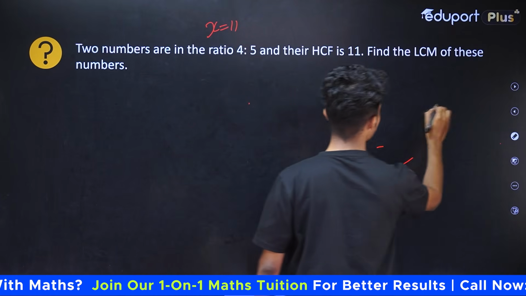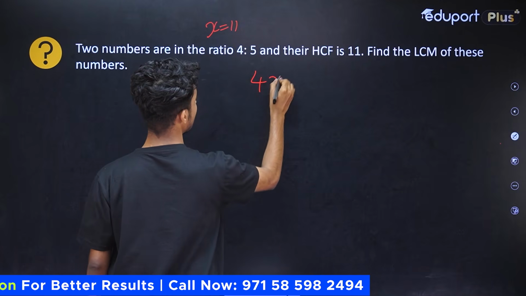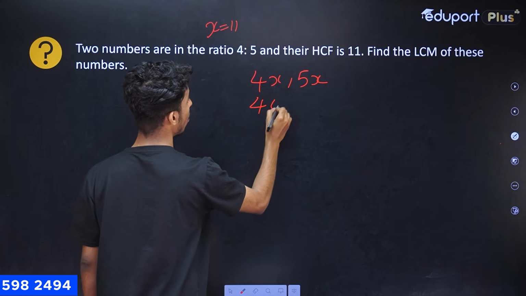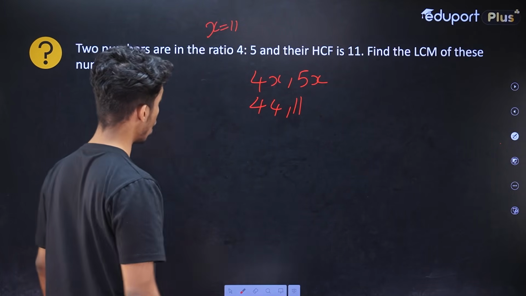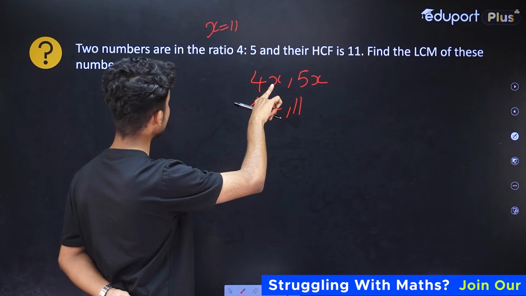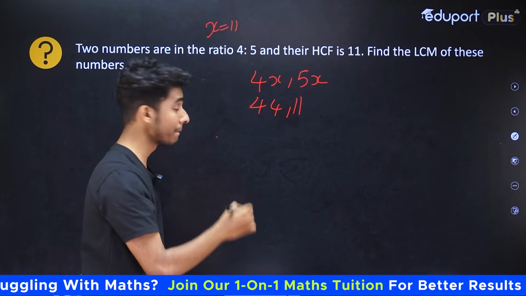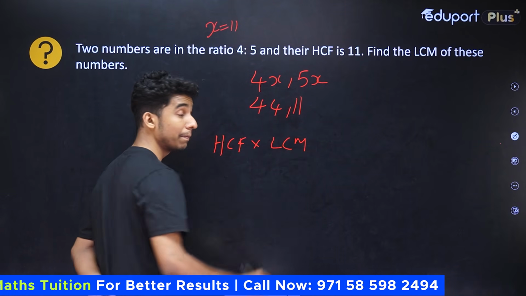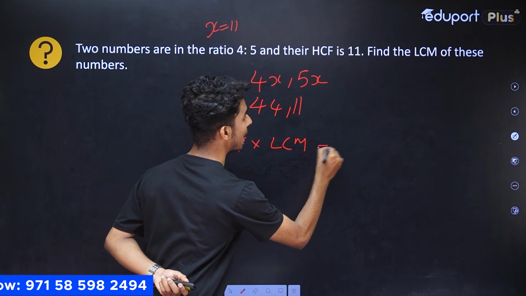So we have got that our numbers are 4x and 5x, and we have also got x as 11. So it is 44 and 55. You have to find out their LCM. So HCF into LCM: the HCF of two numbers and the LCM of two numbers will be their product.